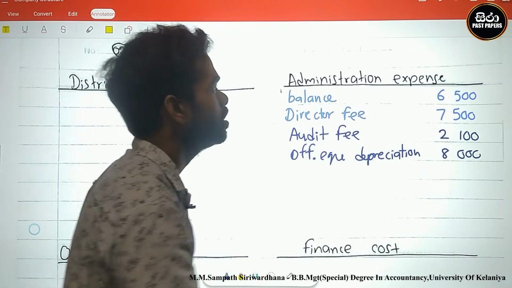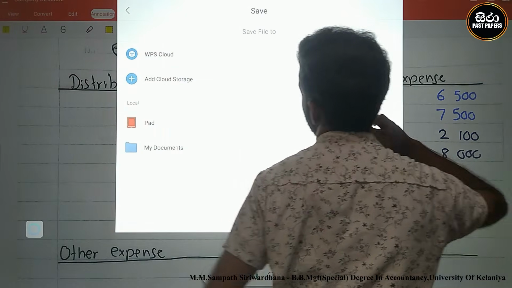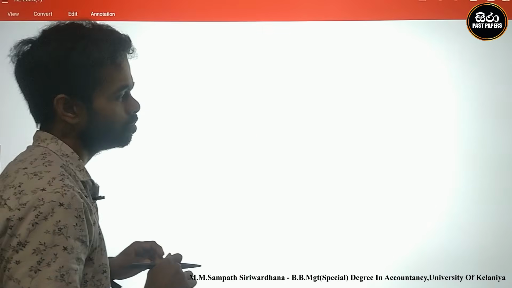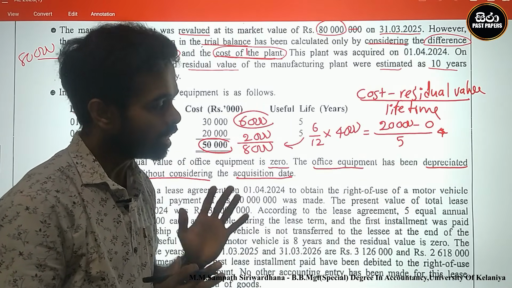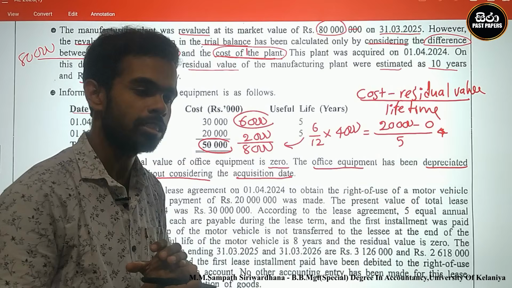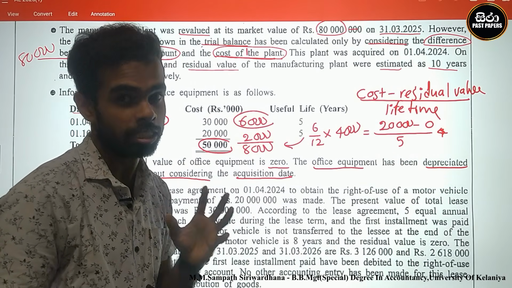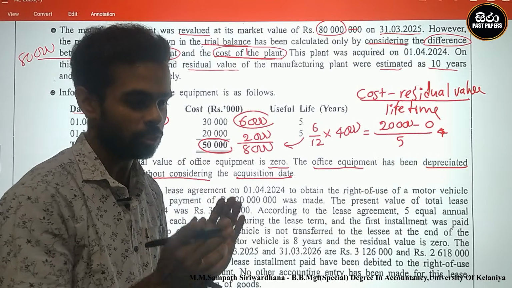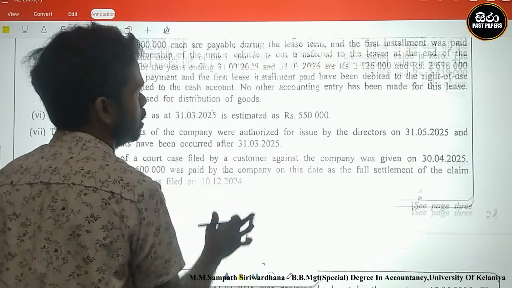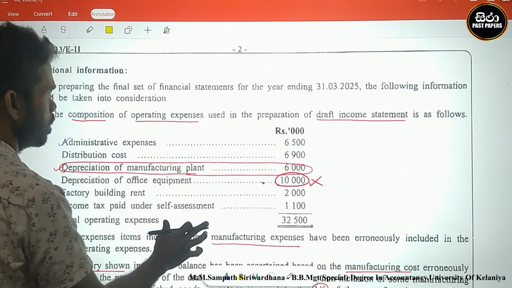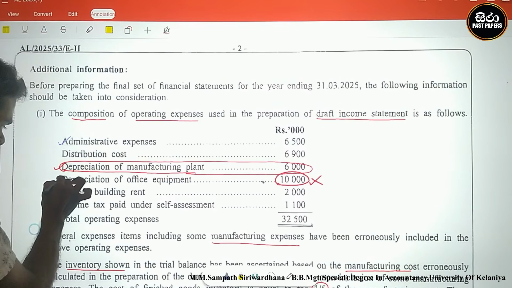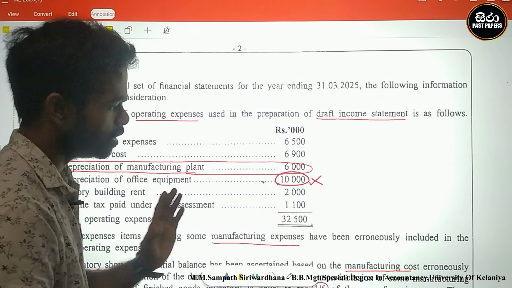Why did I write this one? They already entered the accumulated depreciation and annual depreciation in the trial balance. Therefore, I entered them in the correct locations. What are the locations? Administration expense and the accumulated depreciation note. The depreciation of the manufacturing plant was already done, and we have already carried the depreciation of office equipment.